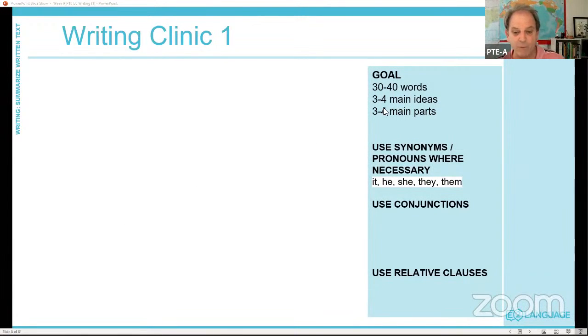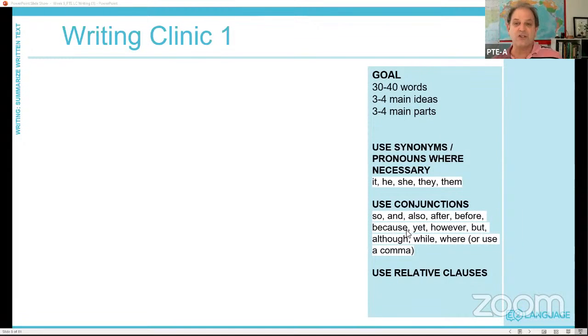You're going to write 30 to 40 words, 3 to 4 main ideas, therefore 3 to 4 main parts of your sentence. You use synonyms and pronouns where necessary. Pronouns are words that replace nouns, like the tree becomes it, the man becomes he, the woman becomes she, the cat becomes it as well. The tables become they or them.